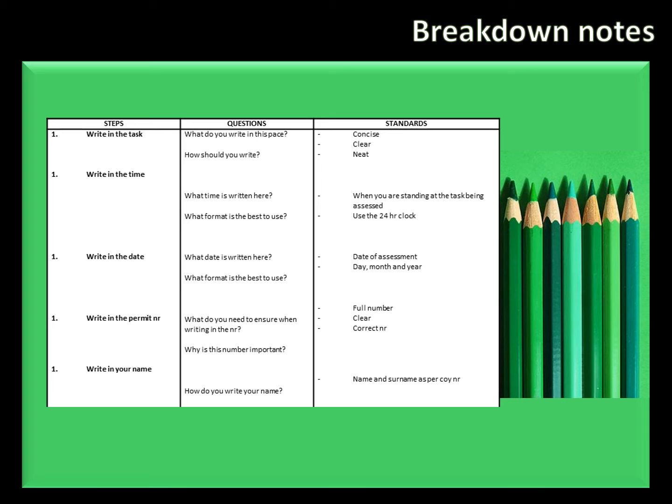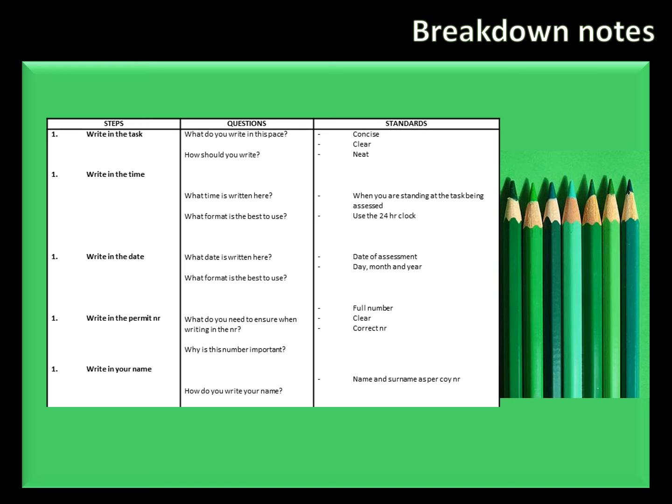So let's have a look at an example of your breakdown notes. Now, your task is to teach someone how to complete a spot risk assessment. You should have already written the steps, and you should have already written the standards. This specific section is the first part of your spot risk assessment. So you will notice I've got right in the task. Move your eye to the standards. The standards say concise, clear, and neat. Now go to the middle. What do you write in the space? How should you write it?